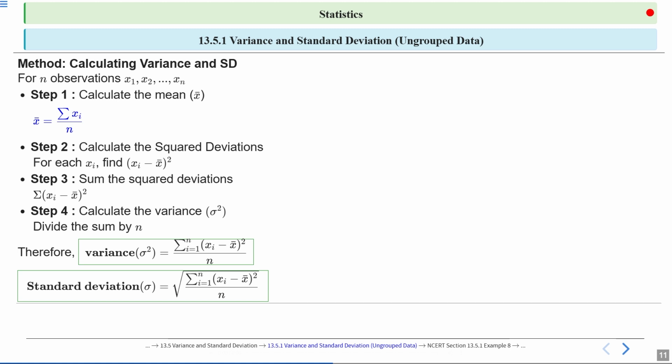Finally, the standard deviation is just the square root of the variance. So standard deviation sigma equals the square root of summation from i equals 1 to n of (xi minus x bar) whole square divided by n.